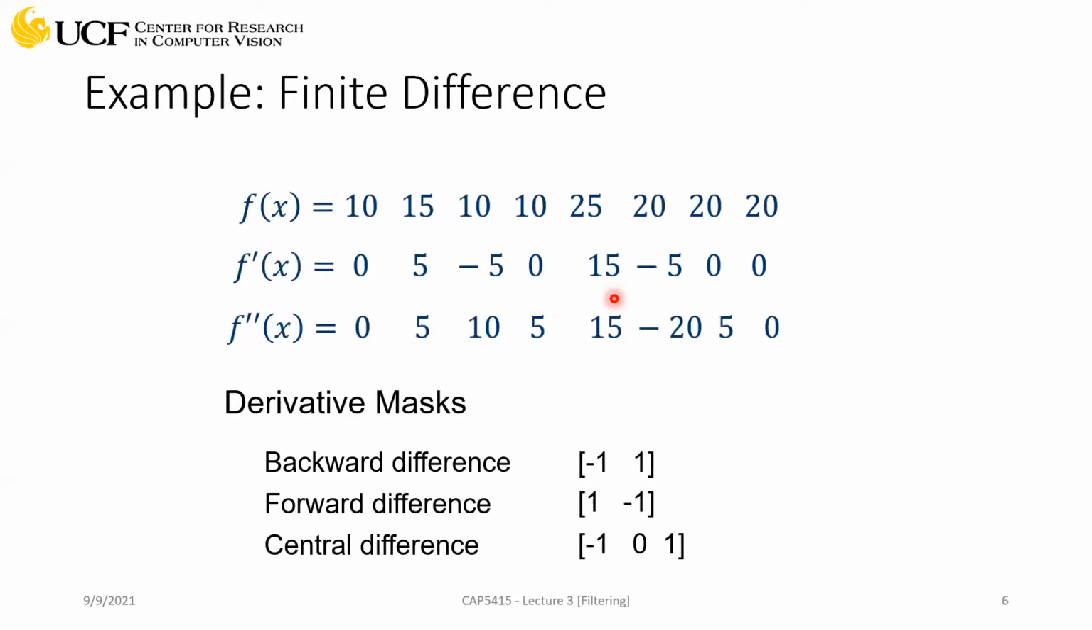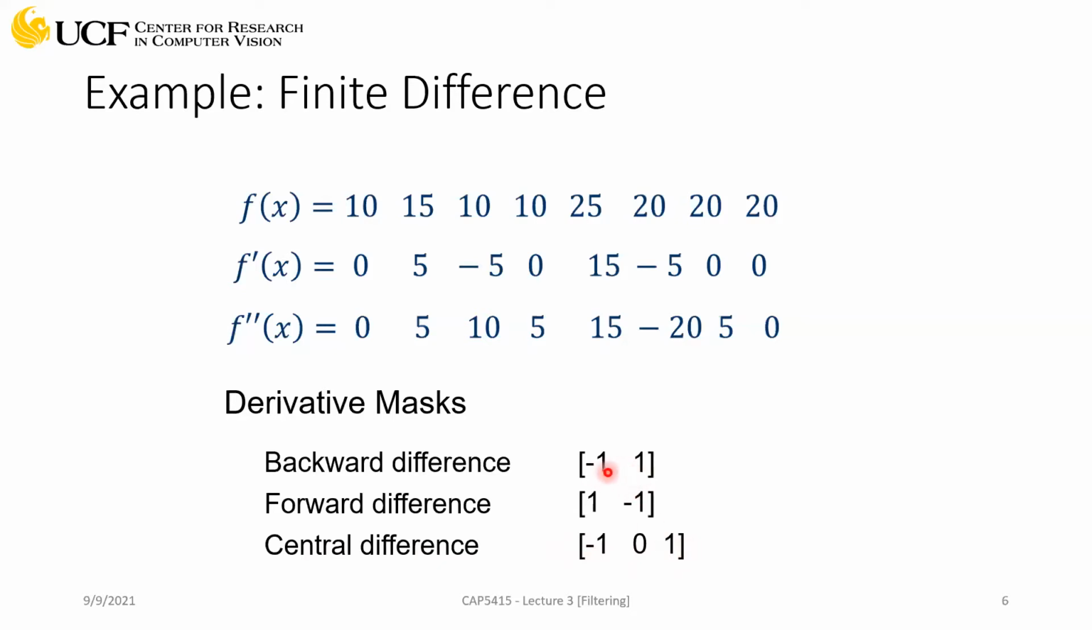Now an interesting thing is that you can actually come up with a derivative mask. So instead of doing all these subtractions, what if you have some kind of mask which you can apply at all the locations, and the resultant array will be the derivative. For backward difference, we can write the mask like this: negative 1, 1. For forward difference, it could be 1, negative 1, and for central difference, it will be negative 1, 0, and 1.